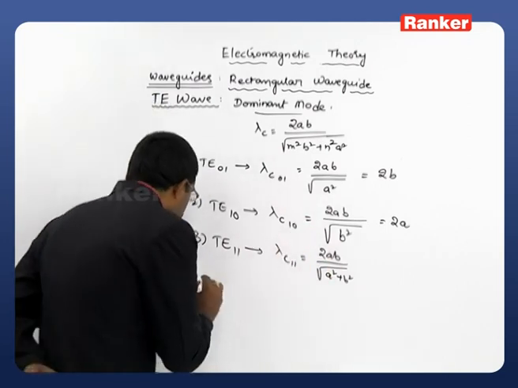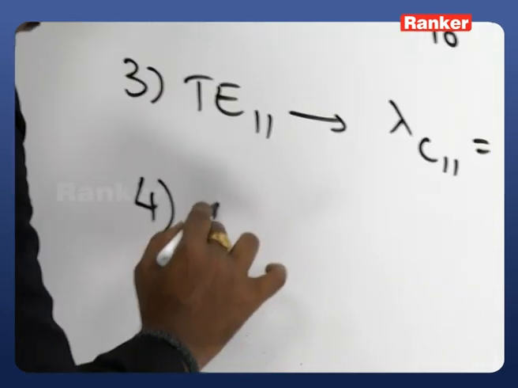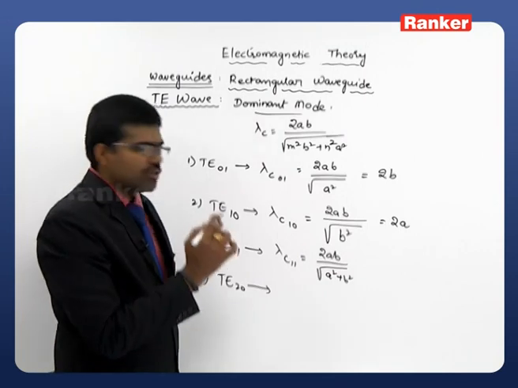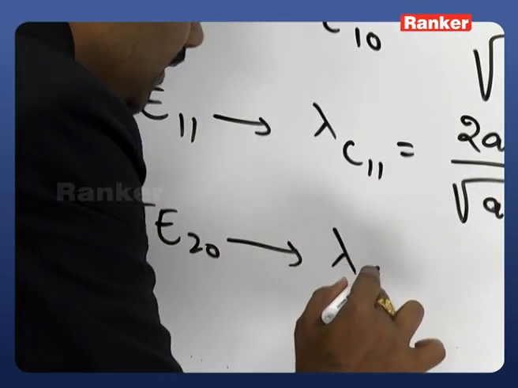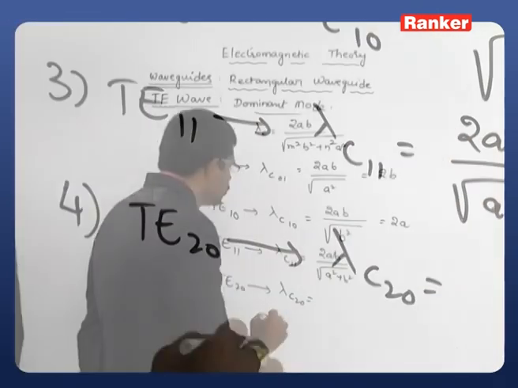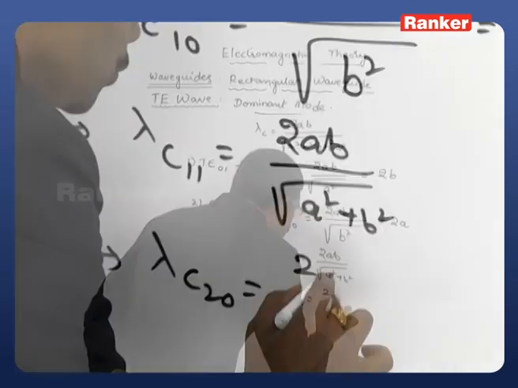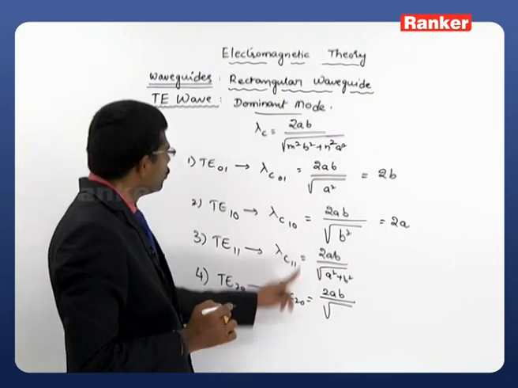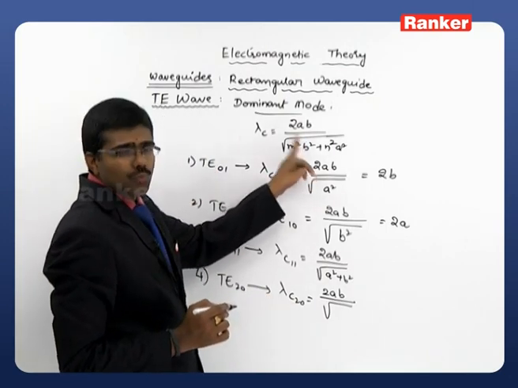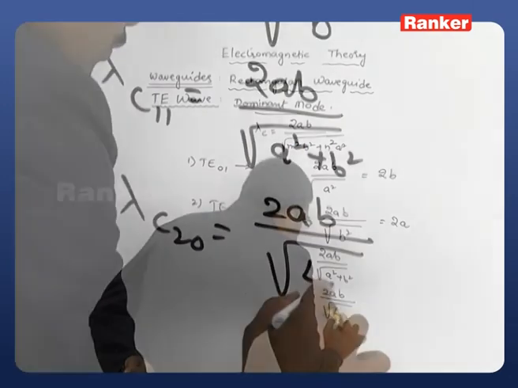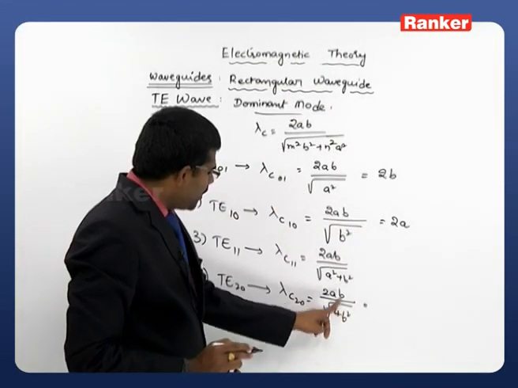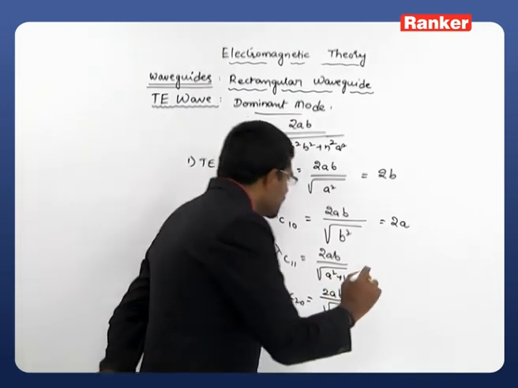And if we want, we can examine another mode like TE20. I will examine TE20 also. So lambda c20, m is equal to 2, corresponds to what? It is 2ab divided by the square root of m equals 2, square b square. 2 square b square is 4b square plus 0. Right? b will be cancelled. This will become just a by.